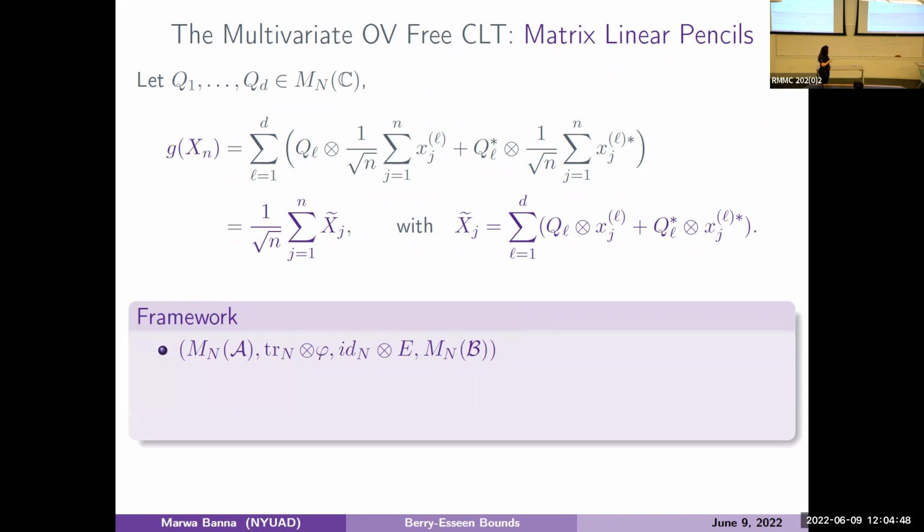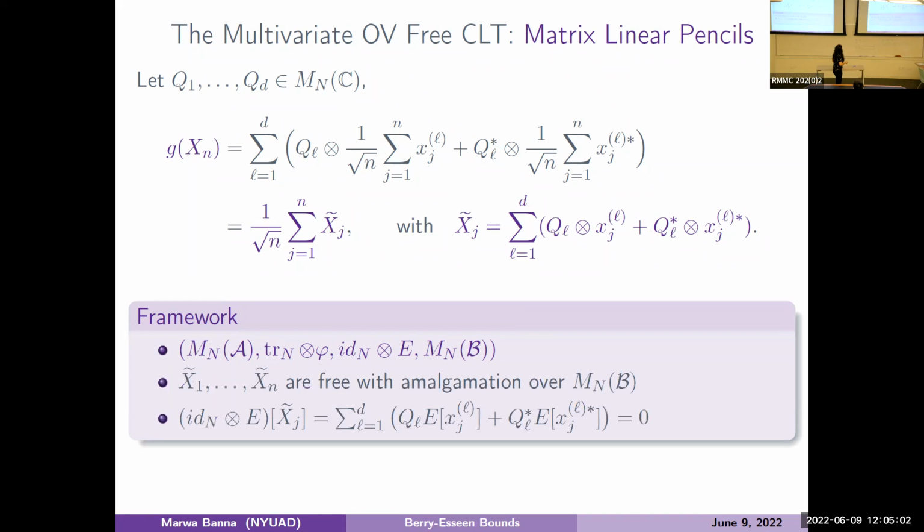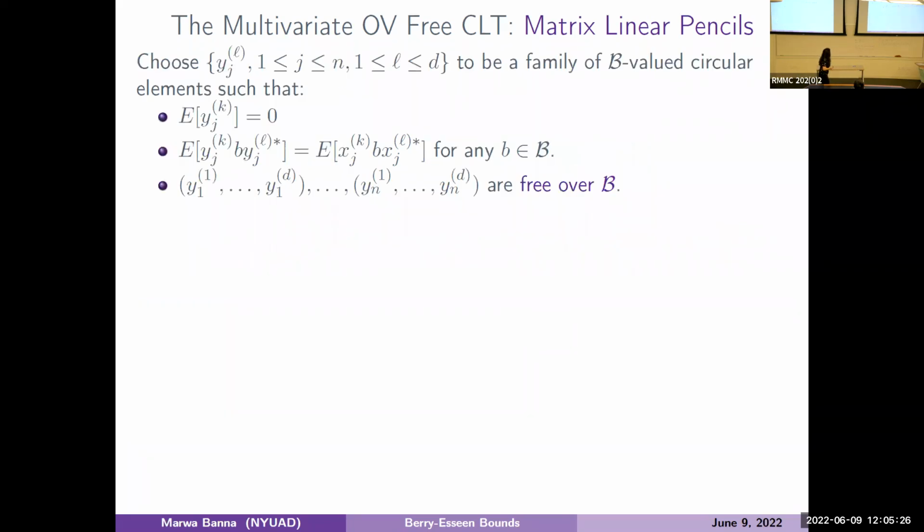So we start with tuples that are freely independent over E. When we consider the matrix linear pencil, the free independence lifts to the level of the matrices, but this time with respect to the identity tensor E. And again, we can simply prove that they are still centered with respect to this new conditional expectation. So we are again in the framework of one variable in the operator valued setting. So we can obtain results in the multivariate setting by doing this and applying the results for the one variable setting. And again, we choose the Yi's to be operator valued circular elements, matching moments.